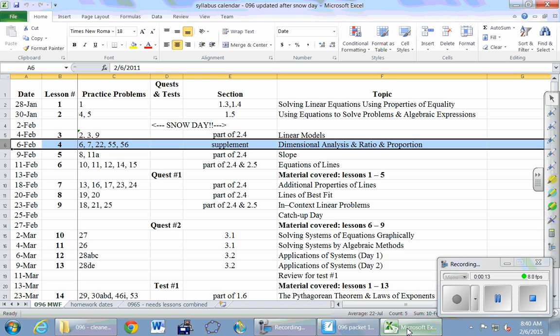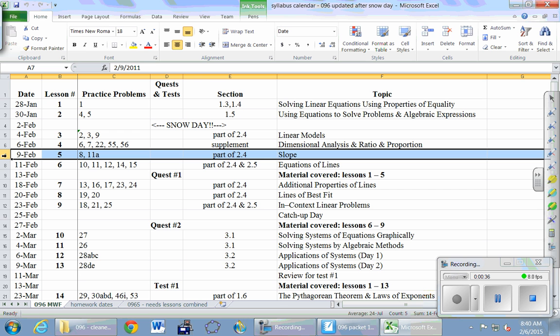Okay, our quick look at the calendar. Today is Friday, February 6th. We are talking about the topics dimensional analysis as well as ratio and proportion. This is a supplemental section, so you won't find it in your textbook. All the materials that I have to give you are in the notes, along with practice problems in that other packet, all right?